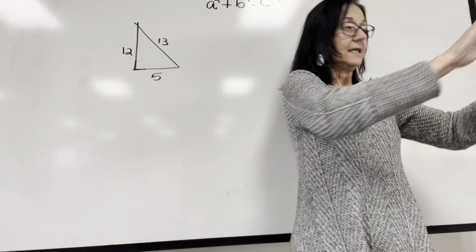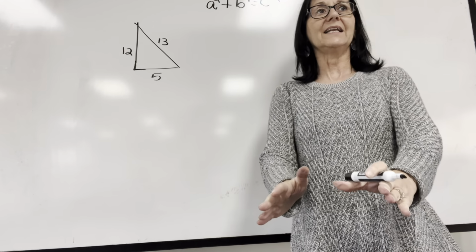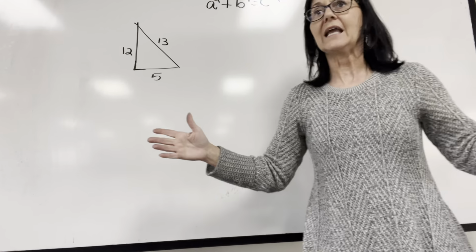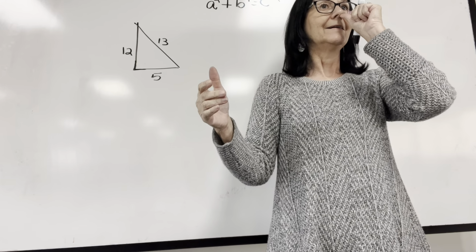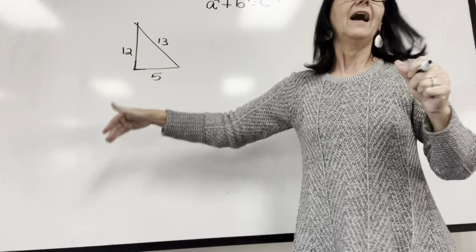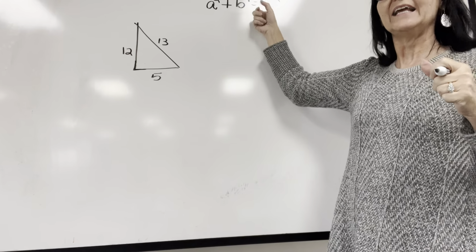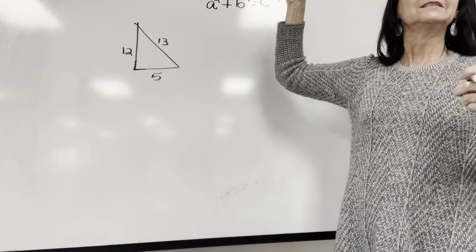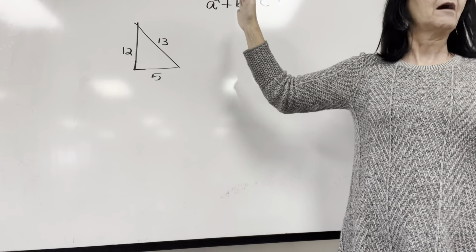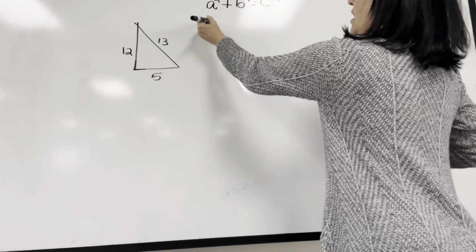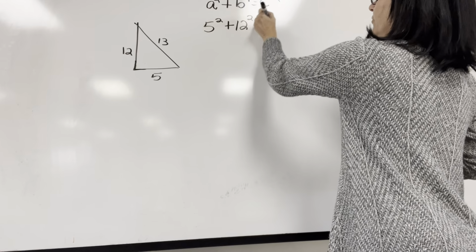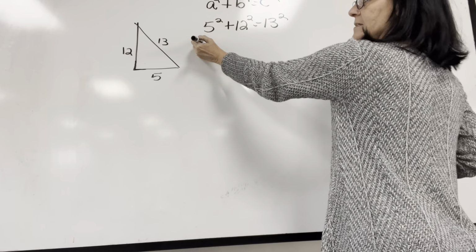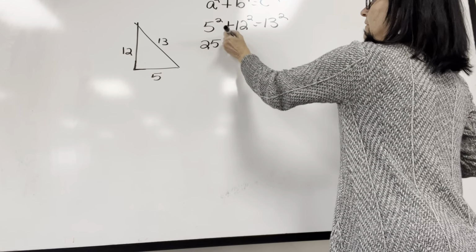How do I decide which value is c if I don't know? The longest side, the hypotenuse. c is always the longest side if it's not marked. So, is 5 squared plus 12 squared equal to 13 squared? 5 squared is 25, 144, 169.